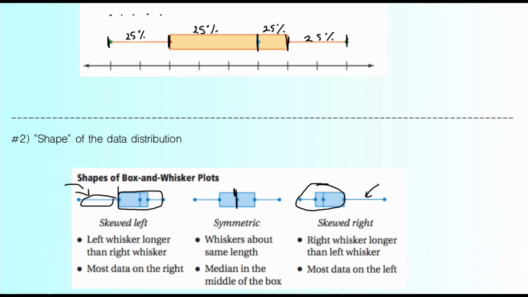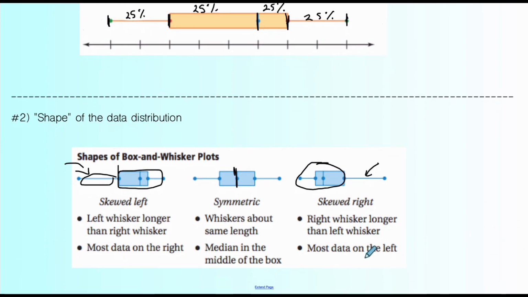Here's the important information for that in case you want to write it down, but essentially it's the same as what we talked about with the other data displays. Wherever the tail is, wherever it trails off, that's the side it's skewed to. Just look, where is most of the data? Most of the data is on the right, so the tail is here, so it's skewed left. Most of the data is on the left, so it's skewed right.